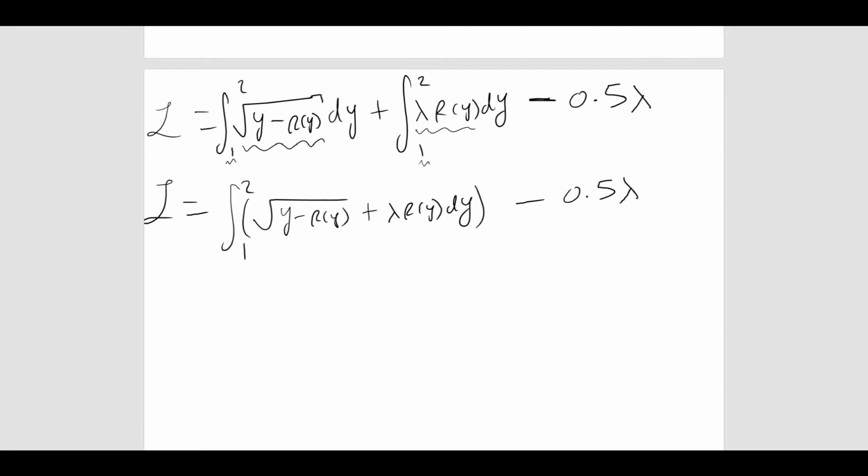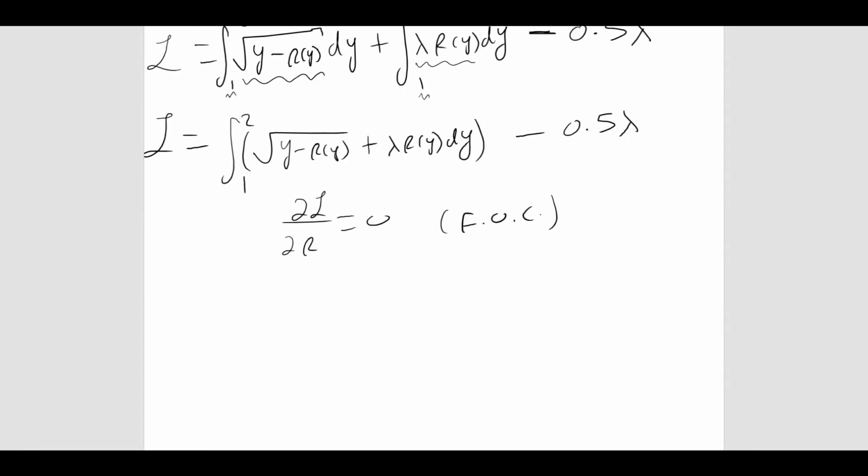The reason I've done that is because I want to make it as easy as possible when I use my first order condition. So we basically want r(y) such that dL/dr is 0. That is our first order condition. That is how we find the maximum r(y). To do that, I'm going to use Leibniz's rule, which we looked at at the start. I'm going to remember that if I differentiate both sides, I can bring the derivative underneath the integral.